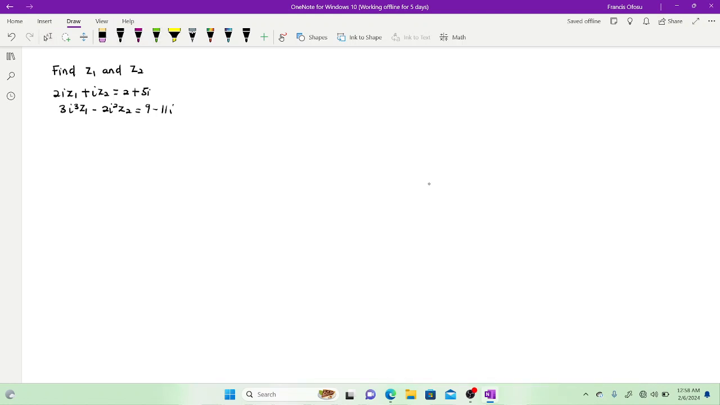In this tutorial, we are going to solve a problem which employs complex numbers. We are going to solve two equations, that is simultaneous equations. I have equation 1, then equation 2. We have to solve for Z1 and Z2. So this is an application of complex numbers in linear equations. Stay tuned as I take you through how to solve this problem.